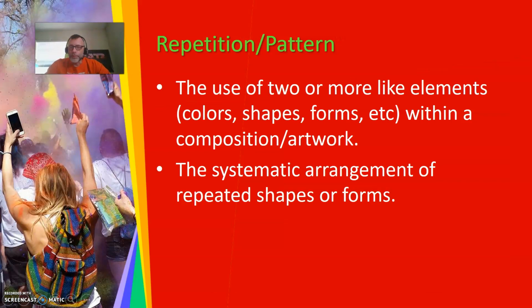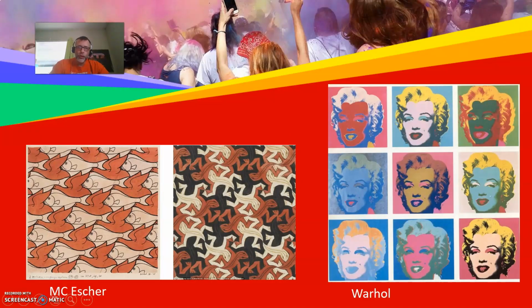Repetition and pattern. This is the use of two or more like elements, colors, shapes, forms, etc., within a composition or artwork. This is a systematic arrangement of repeated shapes or forms. Examples of these are as shown, right?